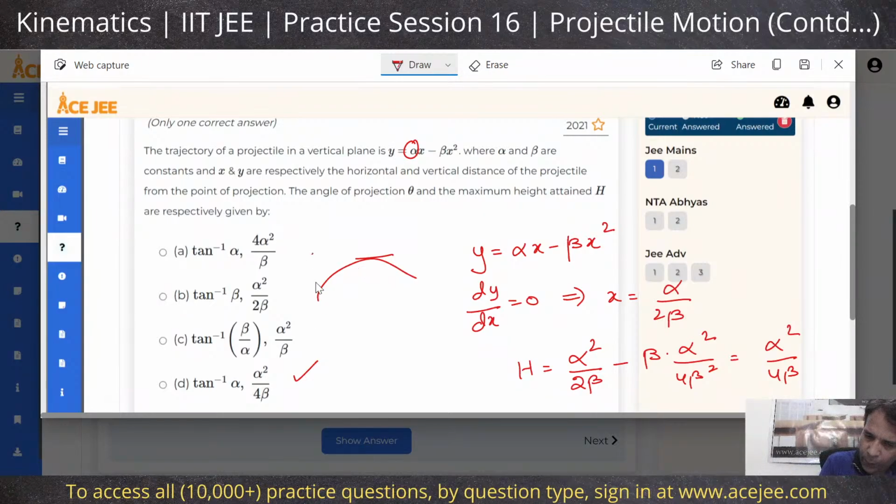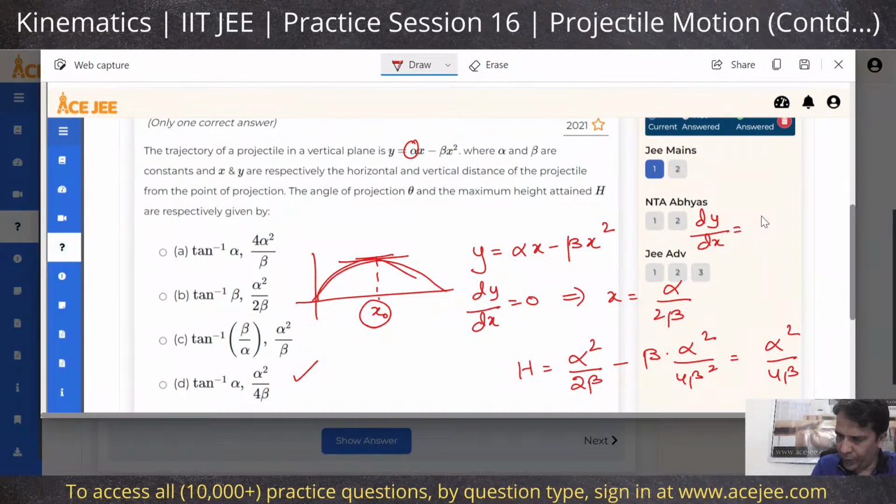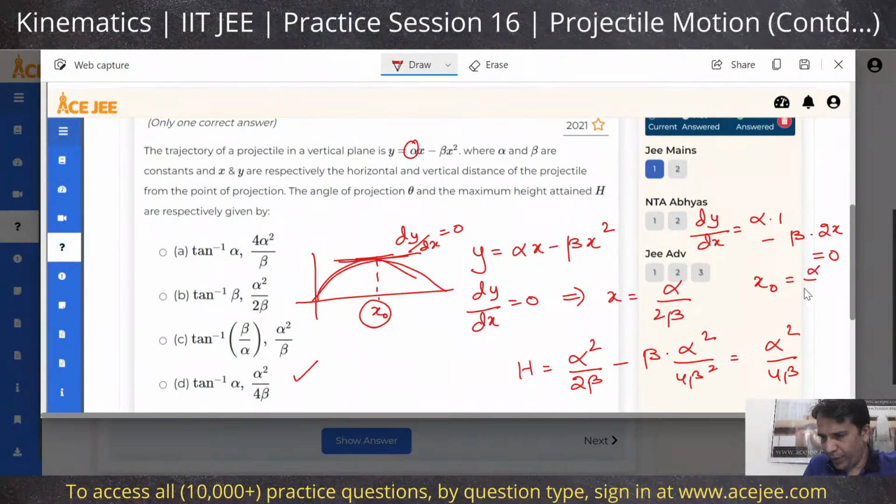So we said, at what point is my slope 0? At what x? Let's first find at what x, let's call it x0, is my slope 0. So first find out the expression for the slope. Taking the derivative: alpha into x, alpha is constant, x derivative will be 1, minus beta into derivative of x square, which is 2x. Now you equate this to 0 because here the slope is 0. dy by dx is 0 here at the topmost point. At no other point is dy by dx 0, so you cannot confuse this point. So this x0 at that point comes out to be alpha by 2 beta.